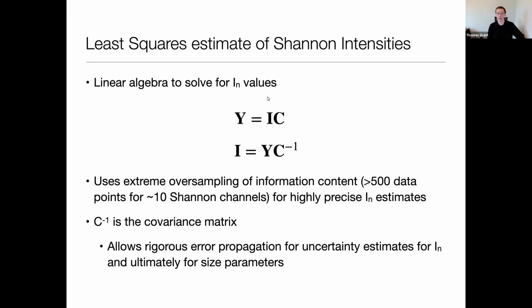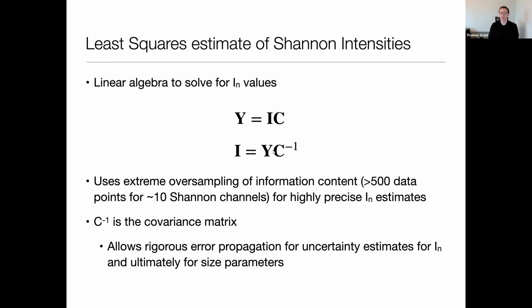So we end up with a system of linear equations that we can just use some linear algebra to solve for the inverse of C. This allows us to utilize this extreme oversampling of the experimental information. We have maybe 10 or 20 or 30 unique pieces of information, unique Shannon channels in the data, but we have 500 data points, maybe 1,000 data points. So we have something like 50 unique measurements for every one of those pieces of information. By using the entire scattering profile, we get a much more precise estimate of what these coefficients are.